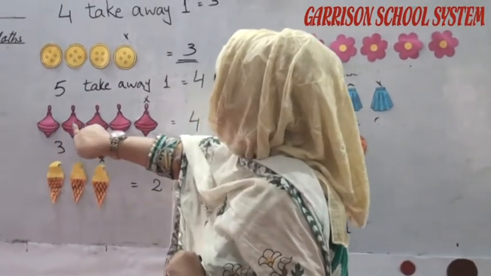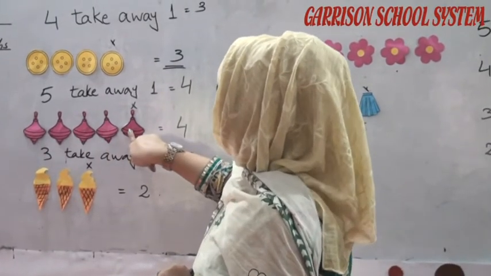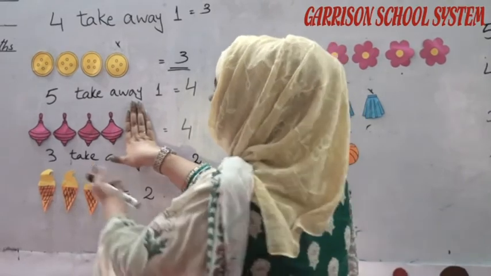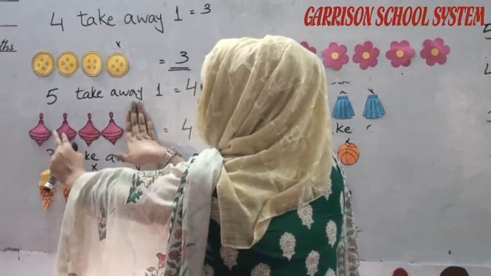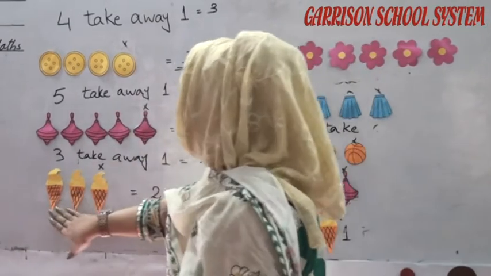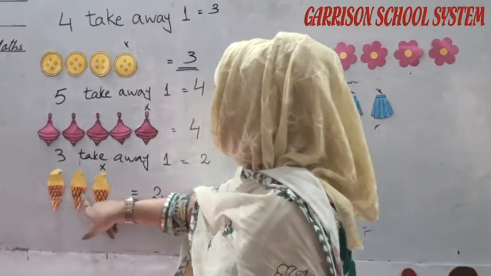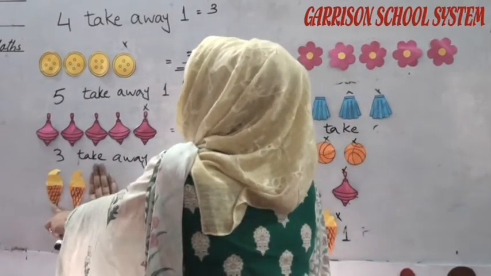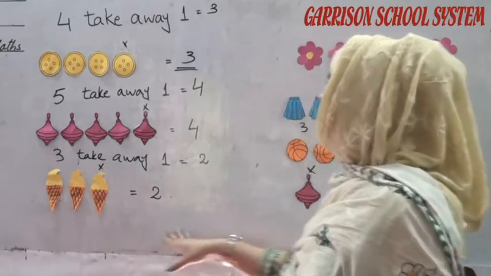We have 1, 2, 3, 4, 5 drops over here. We have taken away 1. We have hidden it with our hand. Now how much will be left? 1, 2, 3, 4. We will be left with 4. We have 3 cornettos. 1, 2, 3. We have taken away 1. So how much you see over here? 1 and 2, so we will be left with 2.